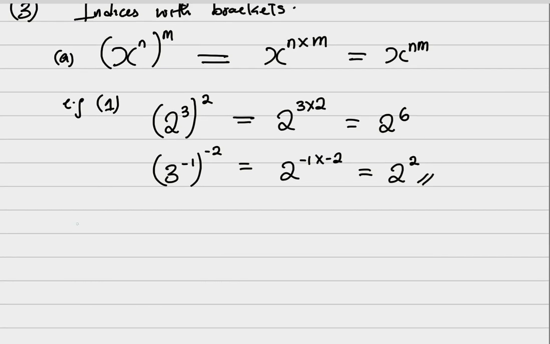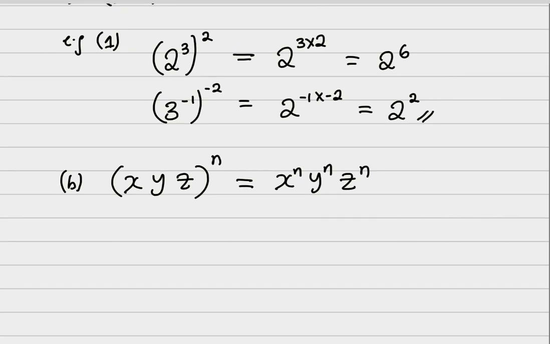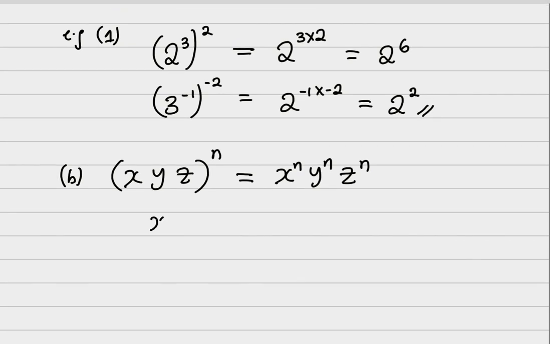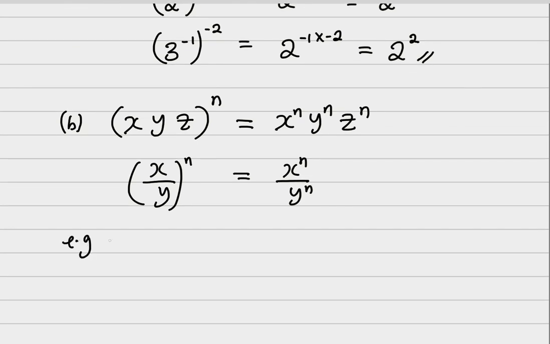Then let me get to the B under this law. Now, if I have x, y, then z, all these factors raised to power n, then my answer will become x raised to power n, y raised to power n, and z raised to power n. Okay, all of them will have that power n. In fact, if I have x over y, all raised to power n, is still x raised to power n over y raised to power n, right? So let me give you an example to see.